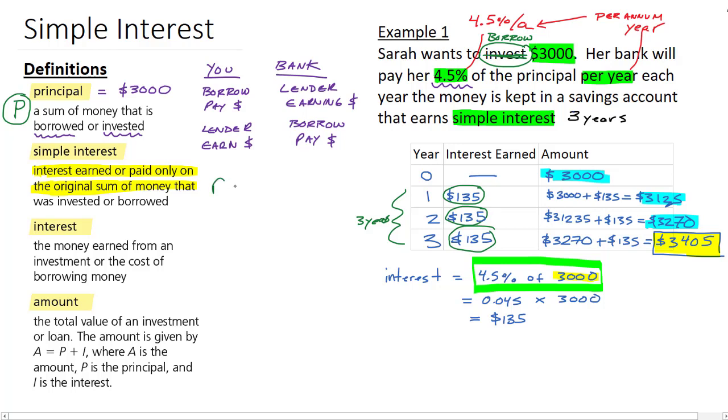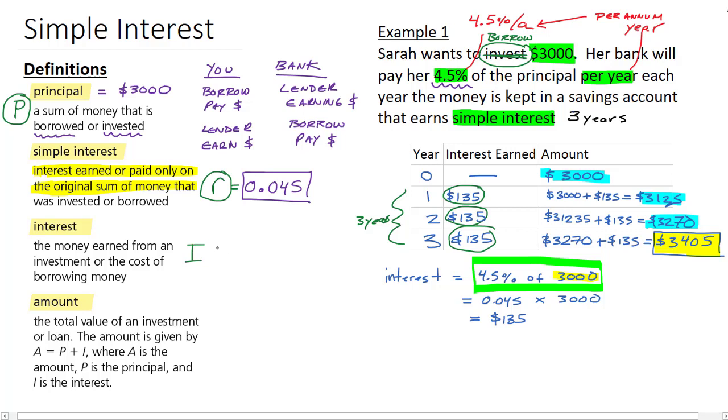So R, in this case, would be 4.5%, which is 0.045. Sorry, I'm stumbling over my words. That's what they like to use for that. They like to use R for the rate, and they like to use capital I for the interest.